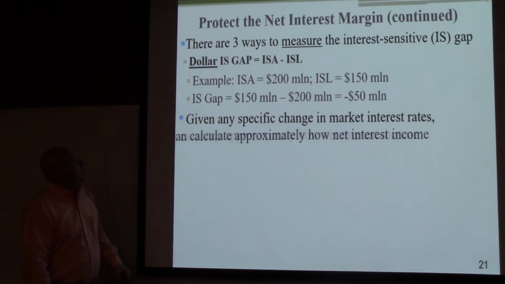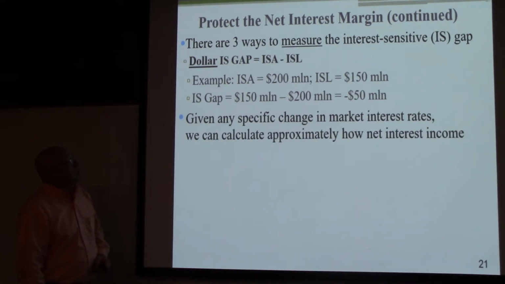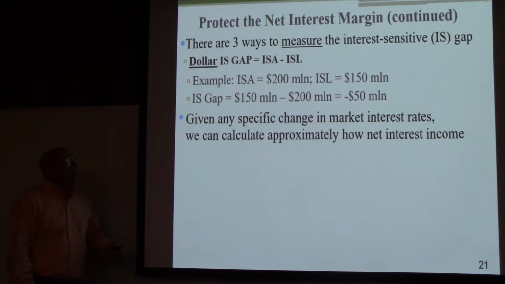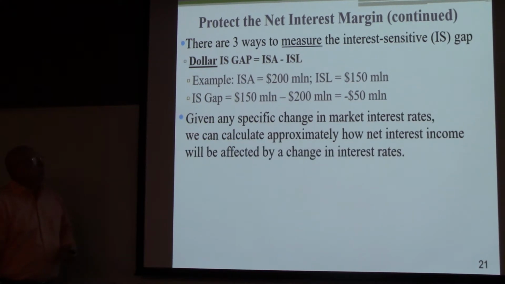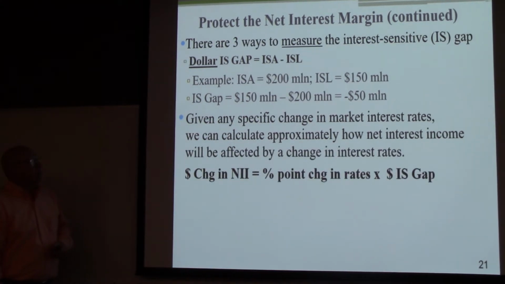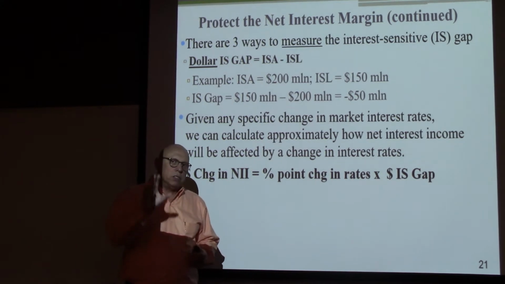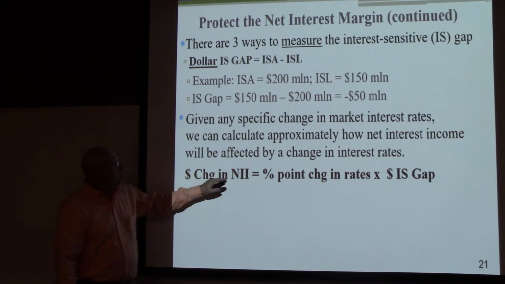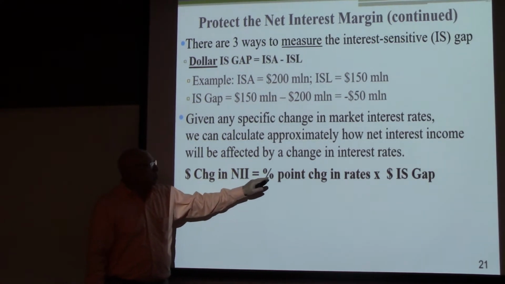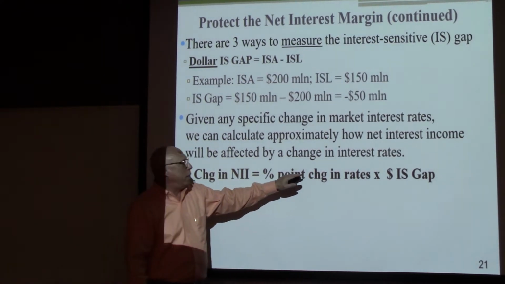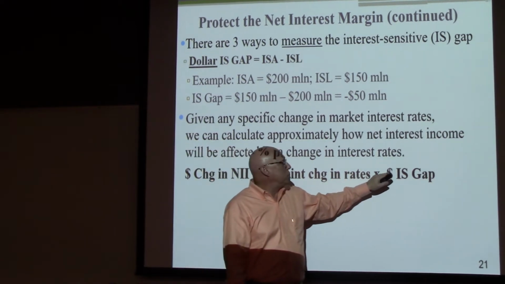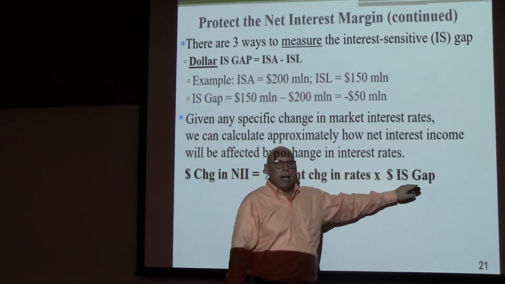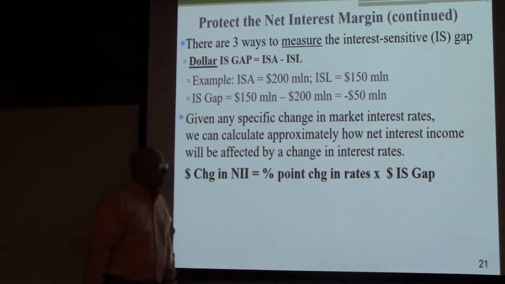Given any specific change in market rates, we can calculate approximately how much net interest income will be affected by a change in interest rates. That's an interesting number, as we're looking at the bank and asking, what happens if rates change? So the change in net interest income is equal to the percentage point change in rates times the dollar amount of the IS gap.